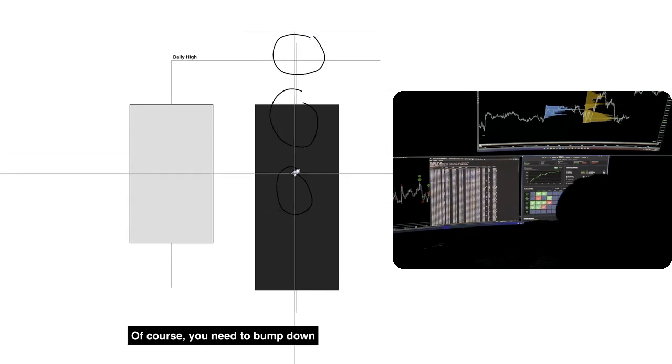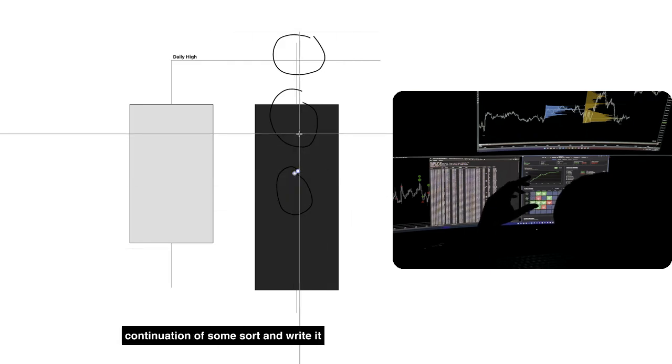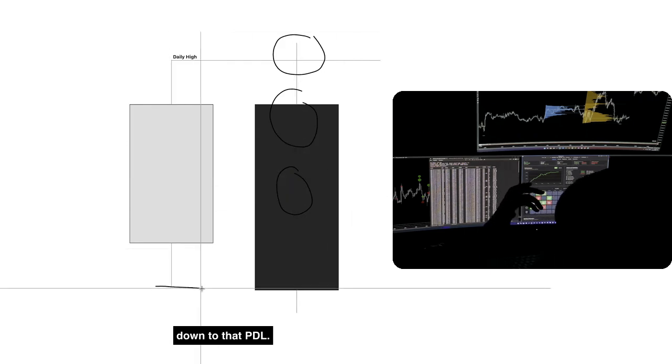Of course, you need to bump down a couple of time frames. So this is the daily time frame I'm showing you. You need to go down to the 4 hour, the 1 hour, and you'll be able to find a continuation of some sort and ride it down to that PDL.